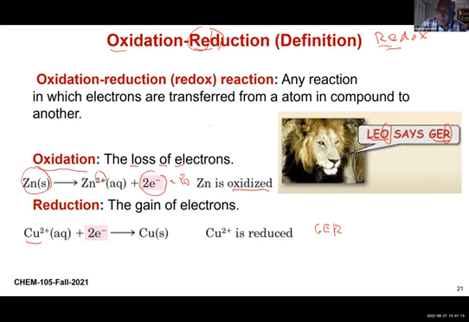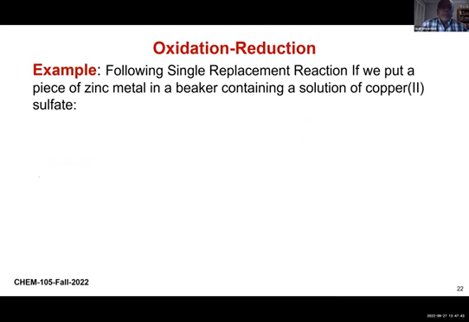So this is the definition. What is oxidation? It's loss of electrons. Reduction is gain of electrons. So one atom or ion, it could be either one, loses electrons in oxidation, and another gains electrons in reduction. We're going to give you a few examples.